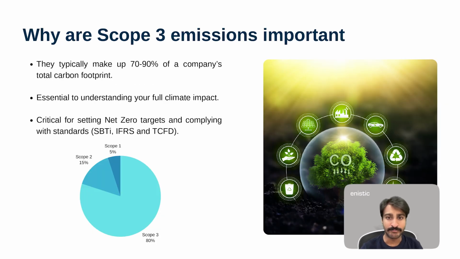Scope 3 emissions are important because they usually make up around 70 to 90% of a company's total carbon footprint. Yep, the vast majority, which means if you're only reporting Scope 1 and 2, you're missing out on the elephant in the room. And companies can't really dodge this anymore. Standards like SBTi, IFRS, and TCFD all require a good handle on Scope 3. Plus, if you're serious about hitting net zero, you need to start measuring it.